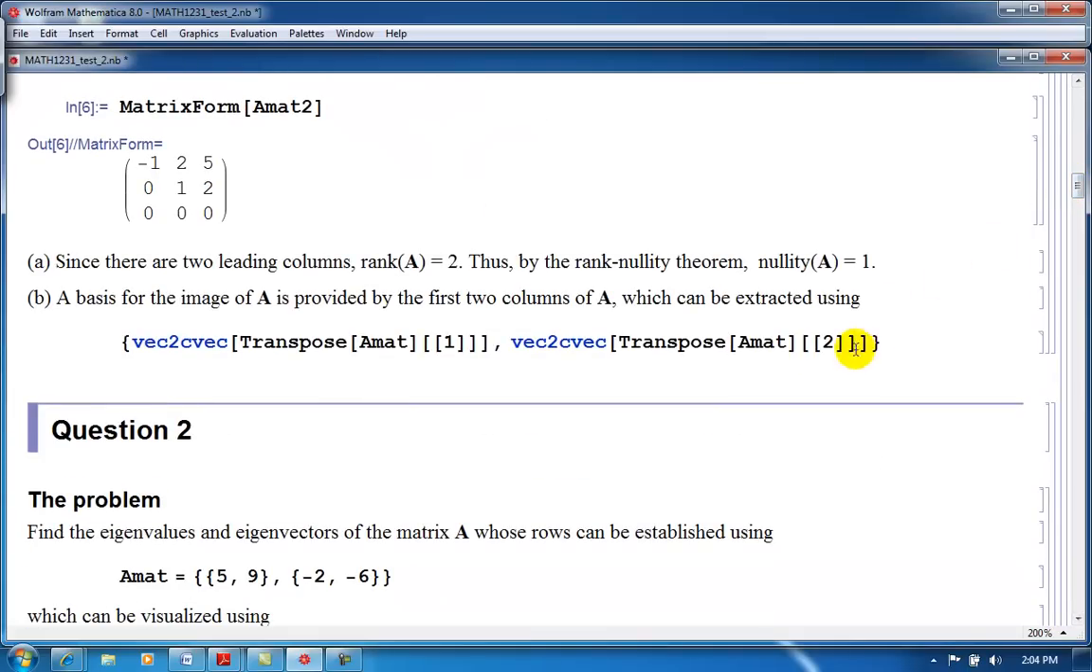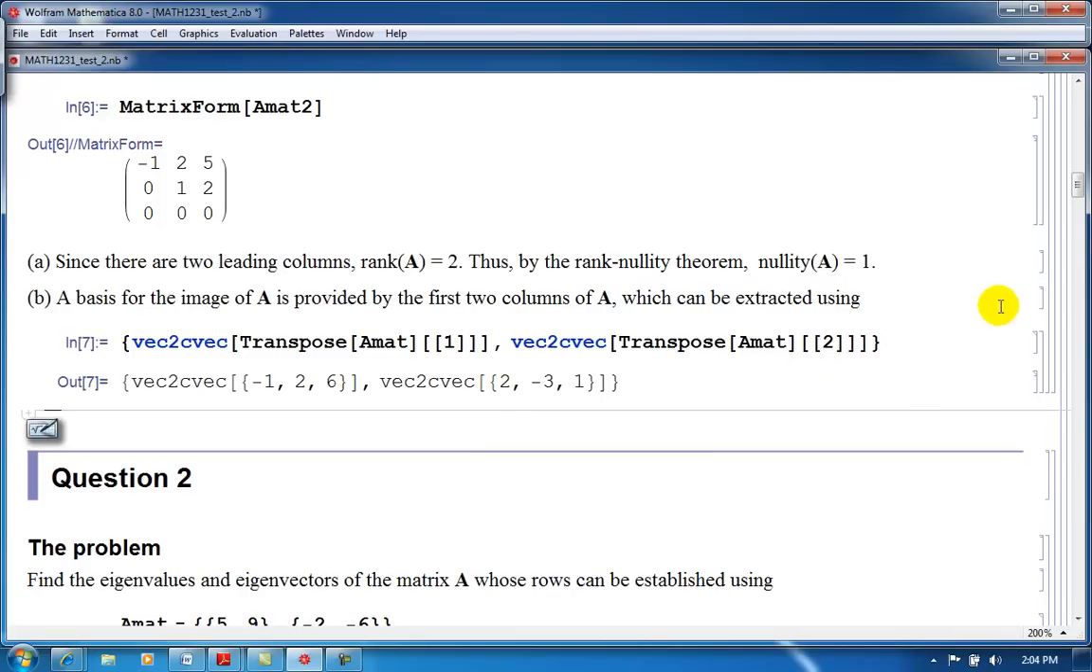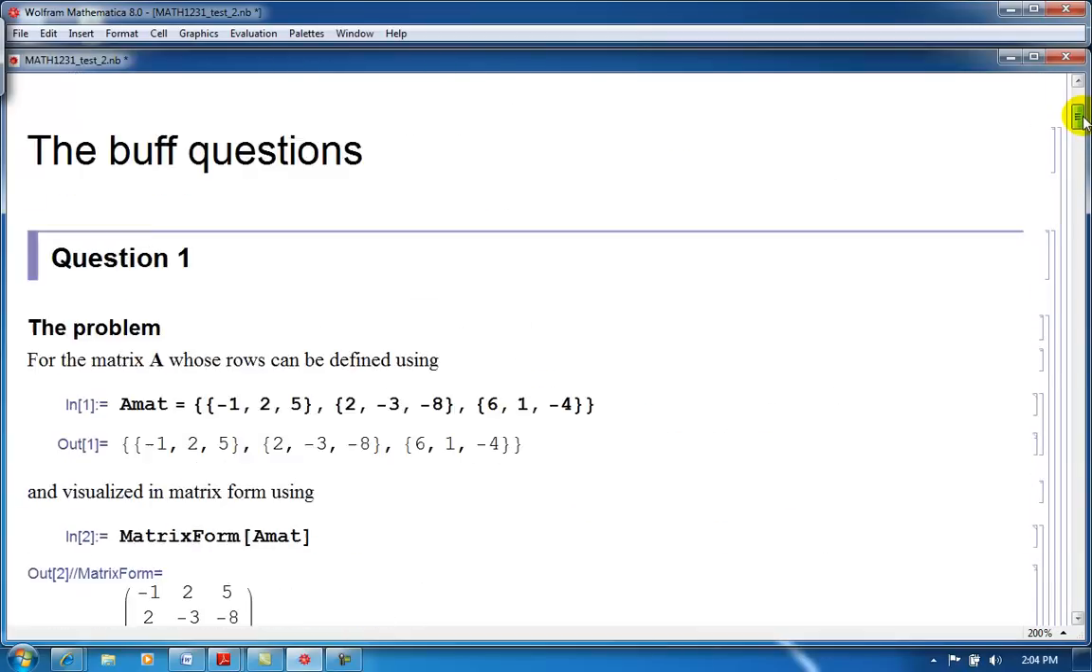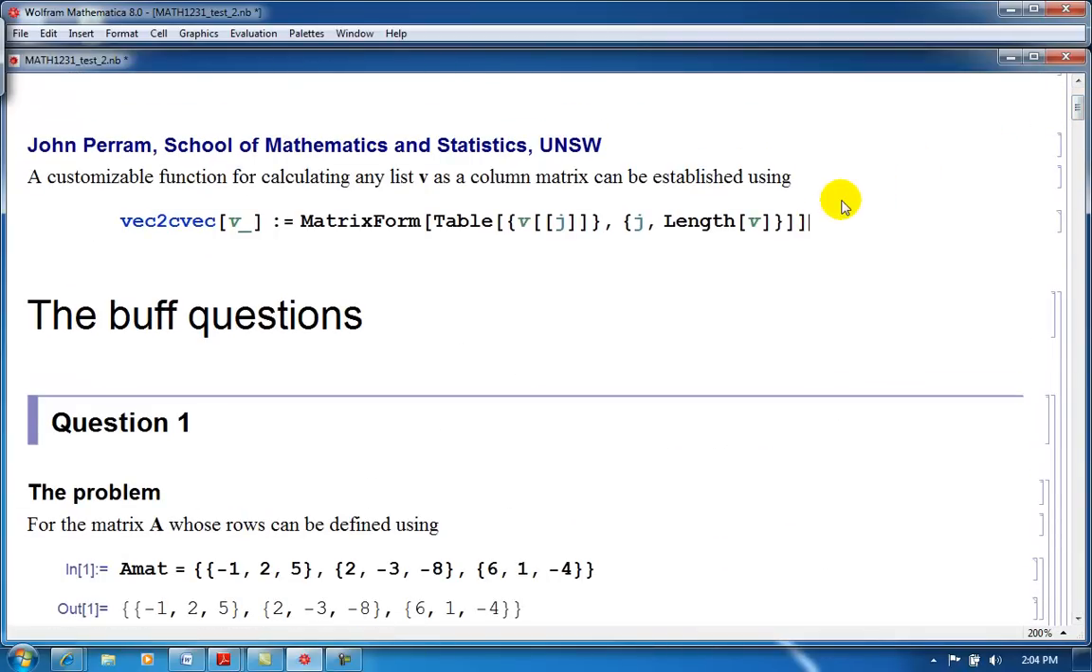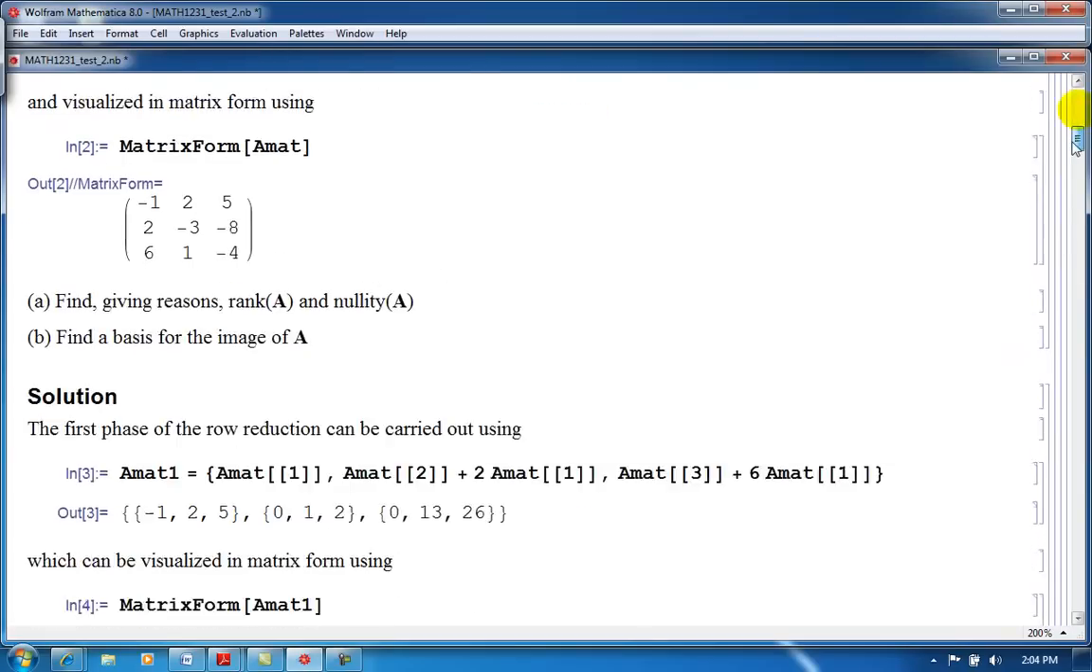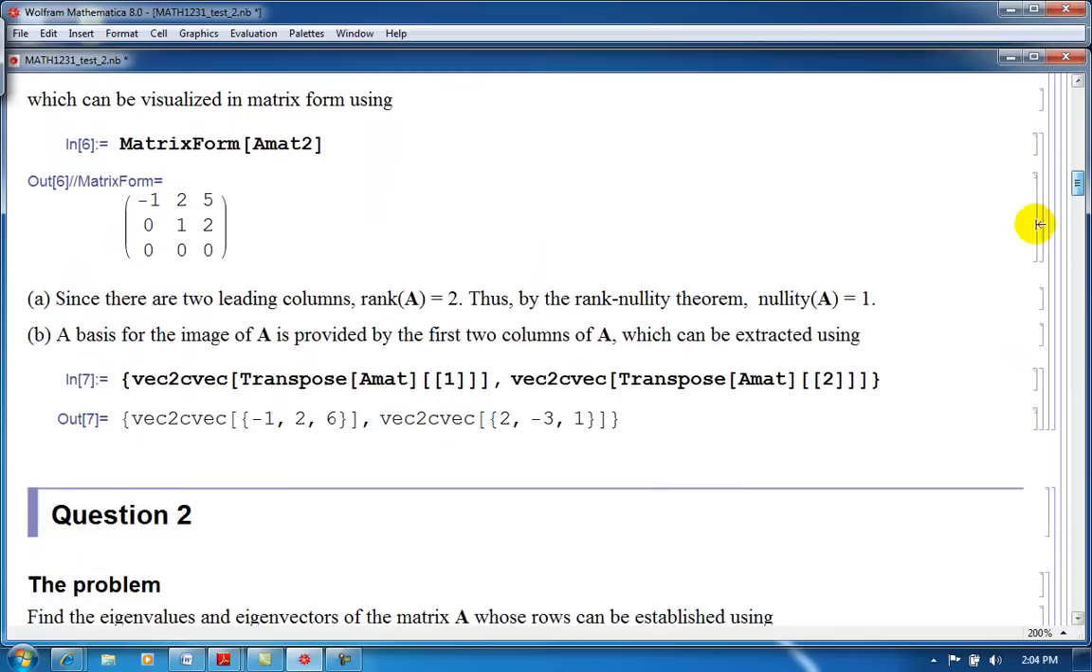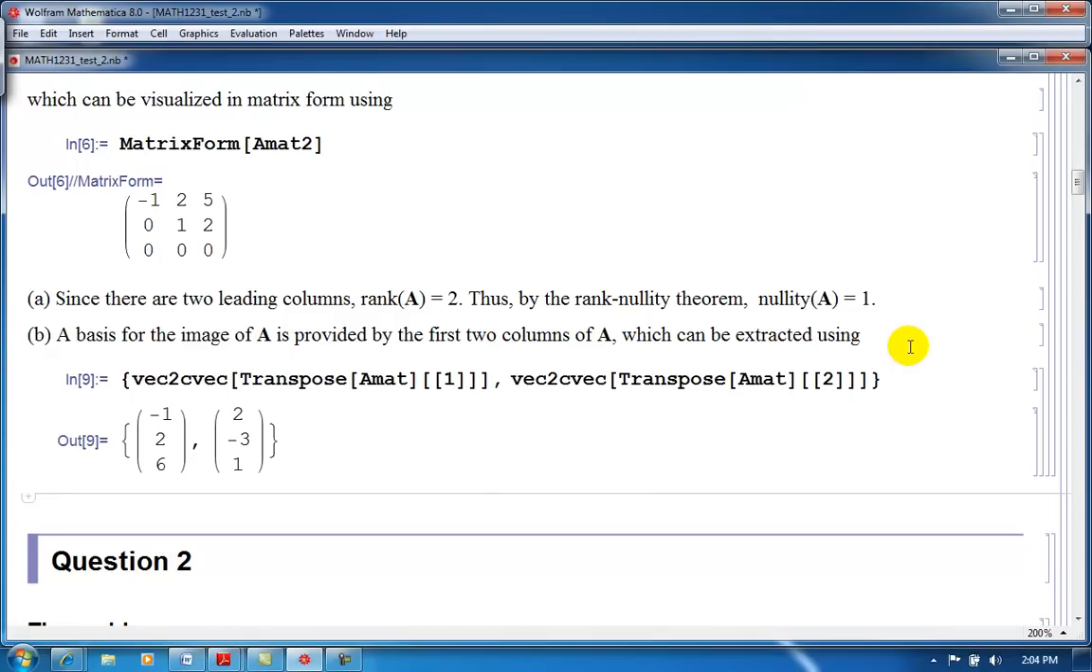And we can drag those out and view them as a column matrix using this. And we've got to execute this up the top here, so we'll go back and do that. And now come back and do it again. And there they are. So that's the basis for the image.